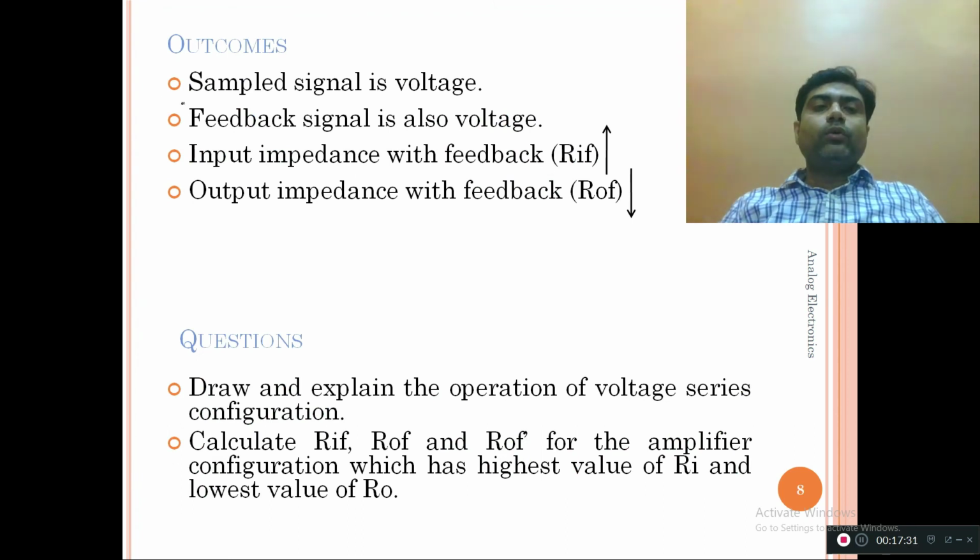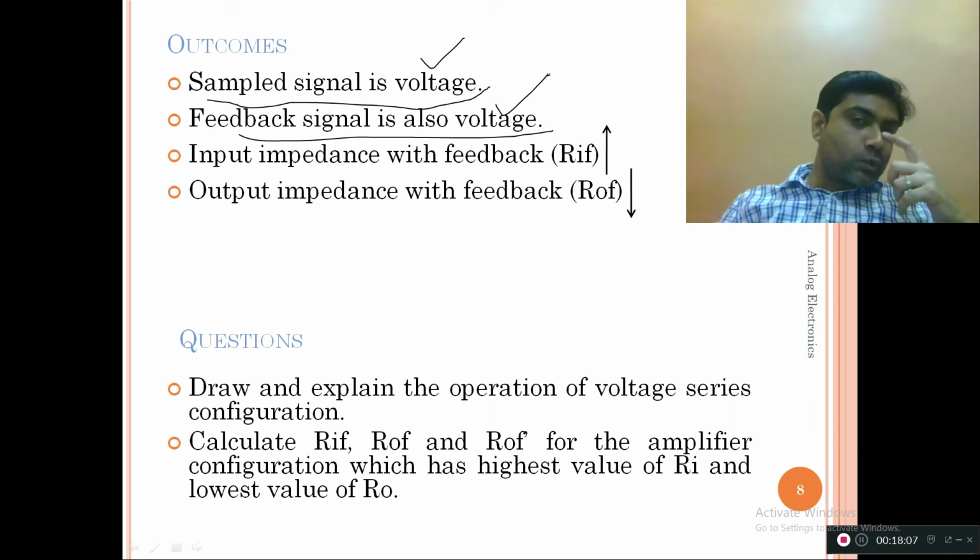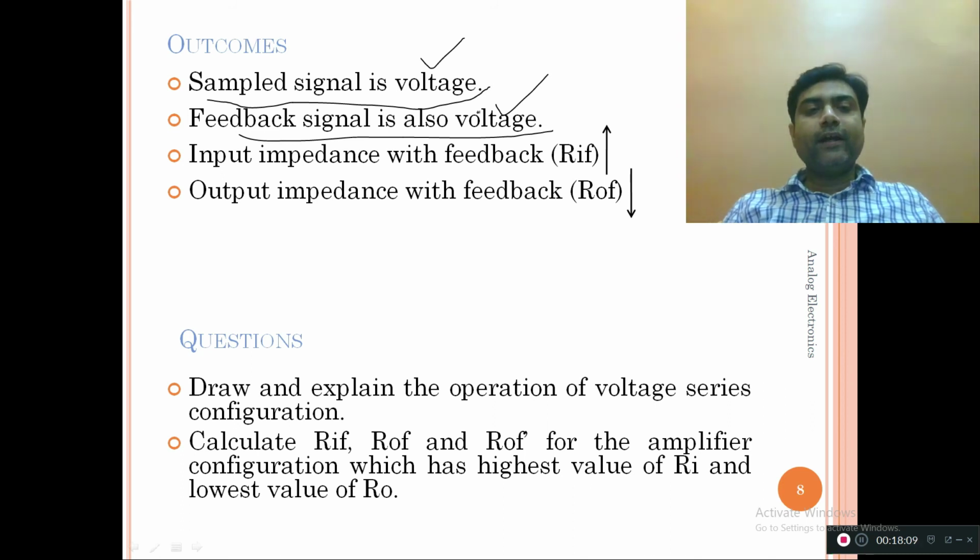So what are the outcomes of today's lecture? The outcome is the sampled signal. In case of voltage series configuration, we are sampling the voltage, and the feedback signal is also the voltage. What kind of mixing we are using comes into account, because we are mixing in series, so it has to be the voltage. If we are mixing in shunt, it has to be the current. So the sampled signal is in the form of voltage, and since we are considering series mixing, the feedback signal also has to be voltage. So voltage and voltage at both ends.